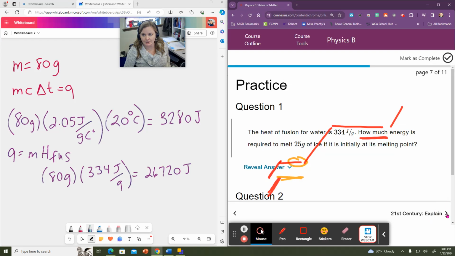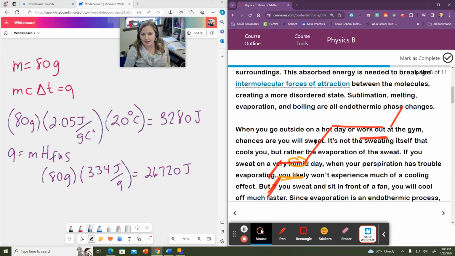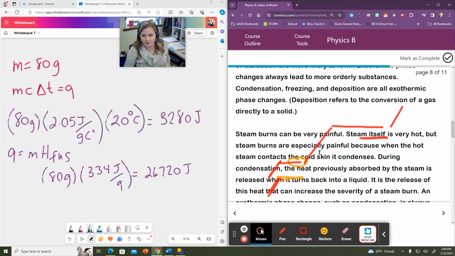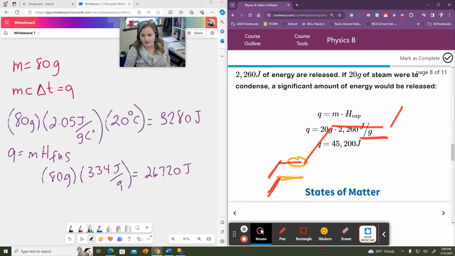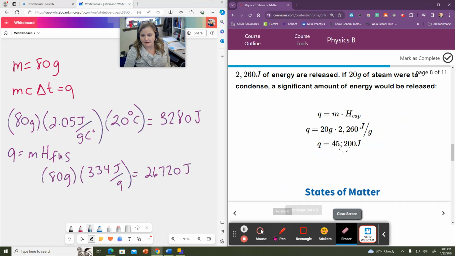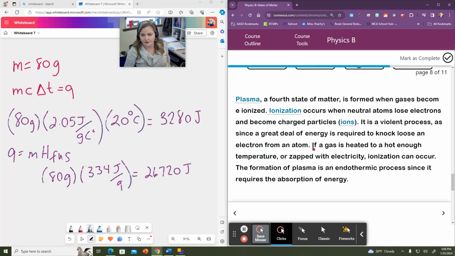Okay, and then you got some check-in questions, and it talks a little bit about endothermic and exothermic, which we already talked about in the first couple of slides. Nope, we kind of went through this already.